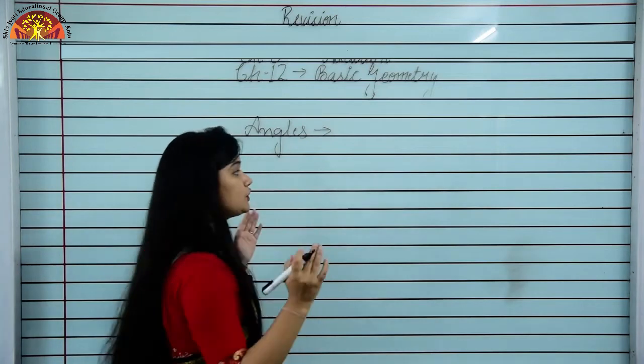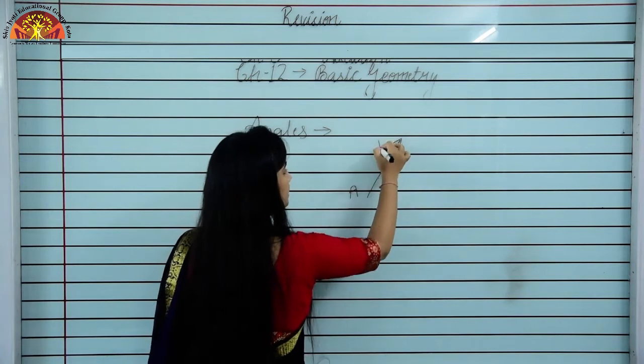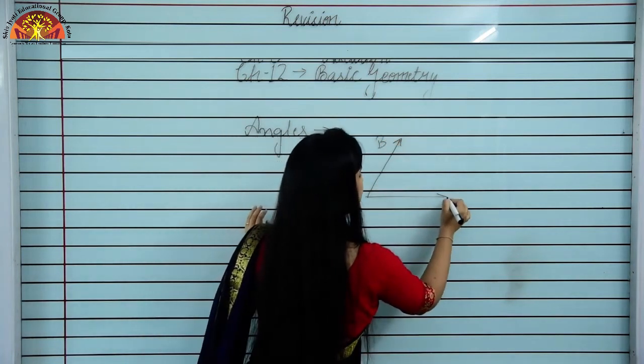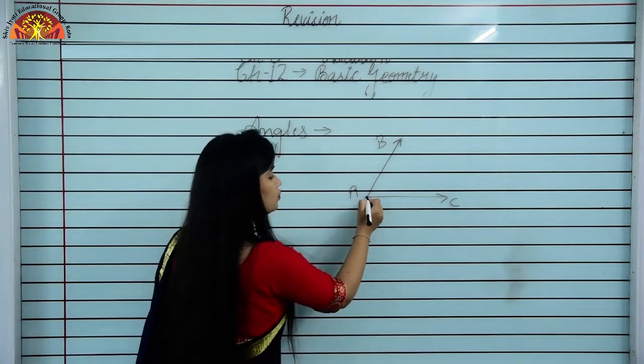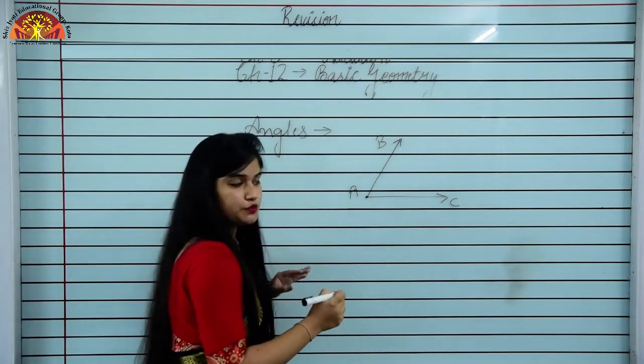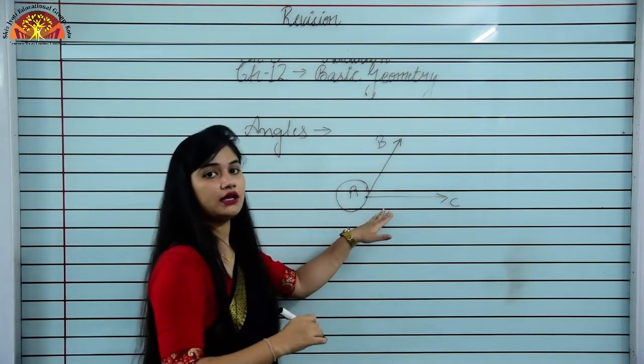If we take two rays, क्या ले रहे हैं हम? Two rays. This is the first ray AB and this is the next ray AC. If we take two rays and these two rays are meeting at a common end point, that is point A, then we can form an angle.